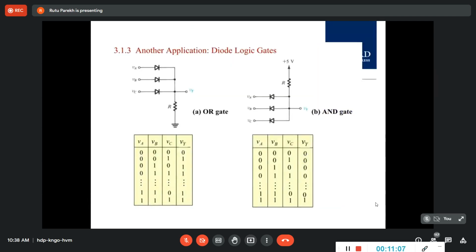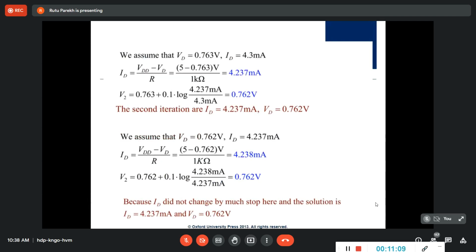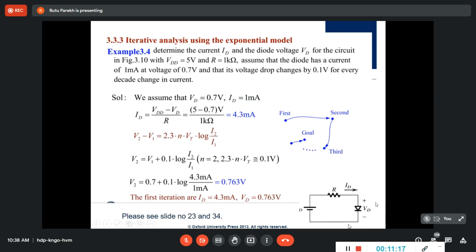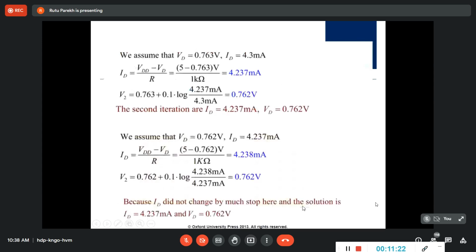Right, so I hope that made sense to you. And this is your operating point, a solution to this circuit, ID, VD. And this is the current flowing and this is the diode voltage. The last two values are almost the same.